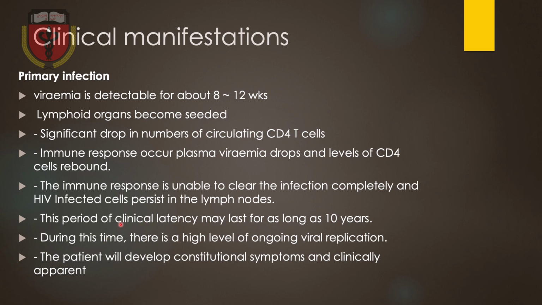So during this period, if the virus persists in the lymph nodes or any lymphoid organs, a period of clinical latency can happen. It may last for as long as 10 years. During this time, there's a high level of ongoing viral replication. So even though it's latent, it will keep replicating, but it will just stay low, lay low. So the patient would develop constitutional symptoms.